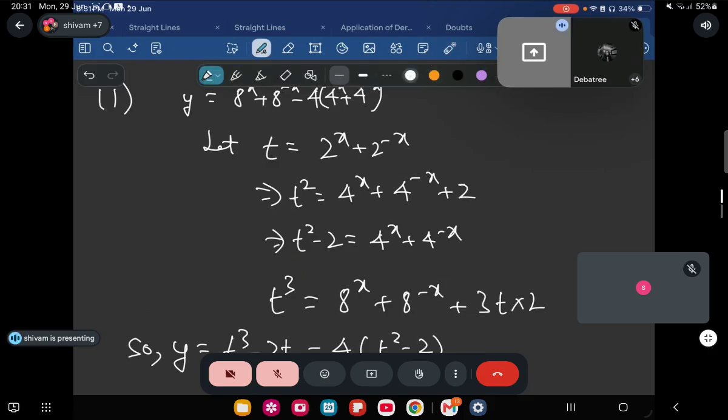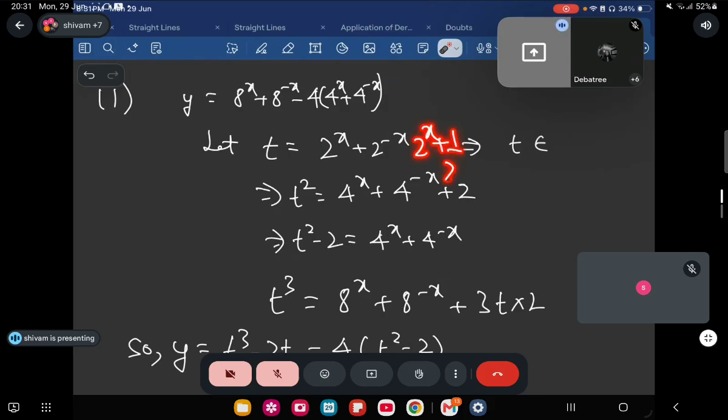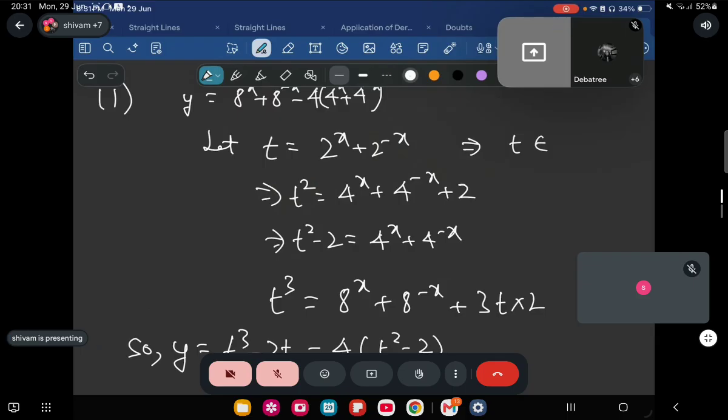Now, one more thing. Can anyone tell me the range of t? You can understand that this is 2 to the power x plus 1 by 2 to the power x. How to find the range of these kinds of expressions? AM greater than or equal to GM, right? If you apply the AM-GM inequality, what will you get? What is the minimum value? Two. So can I say t belongs to 2 comma infinity?